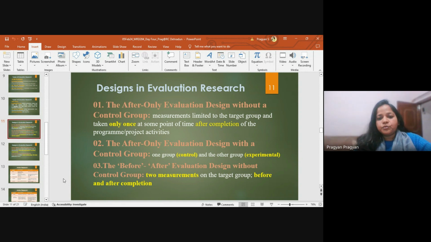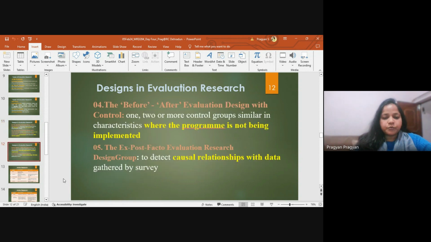So this is going to evaluate the same group, that is a target group, once before and once after the completion of a particular project. Then the fourth is the before-after evaluation design with a control group.